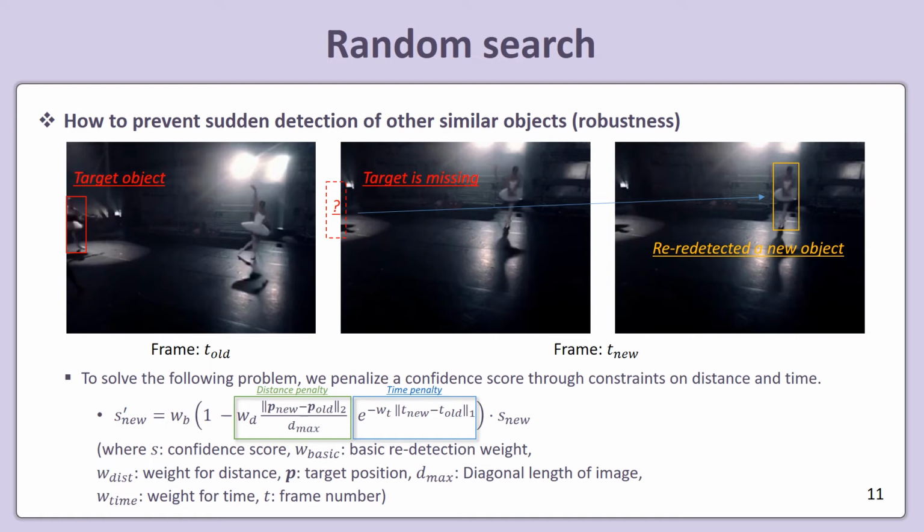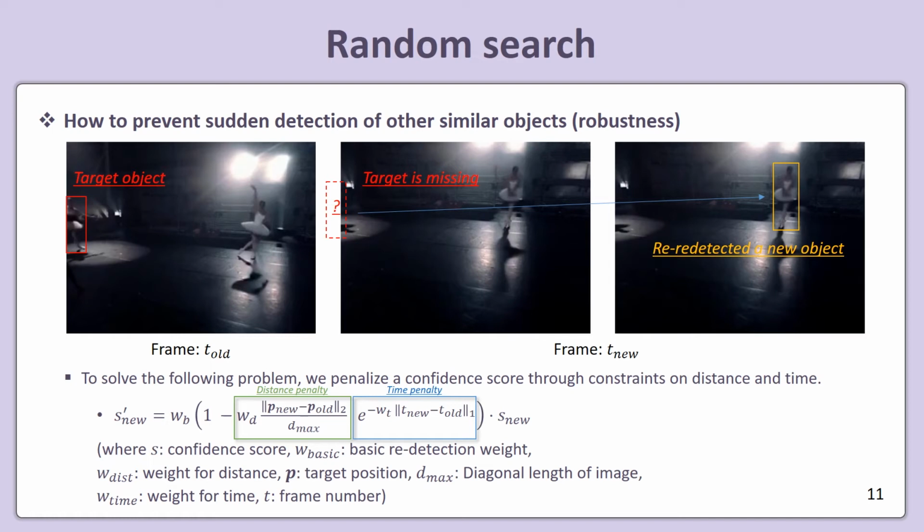That means the redetection module proceeds as soon as the target disappears. At this time, a similar object can be estimated. Let me show an example. Once the target is missing, a new object is redetected. To prevent sudden detection of other similar objects, we penalize the confidence score through distance and time constraints.